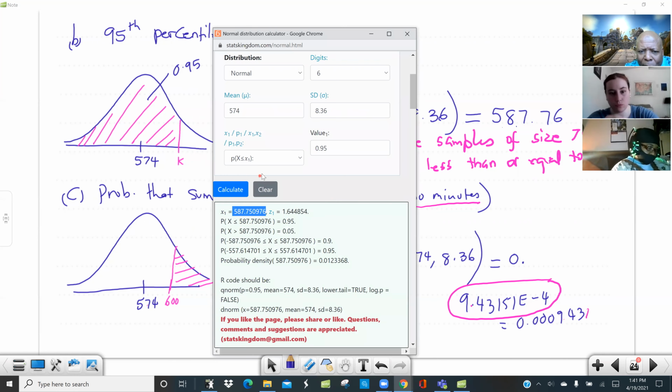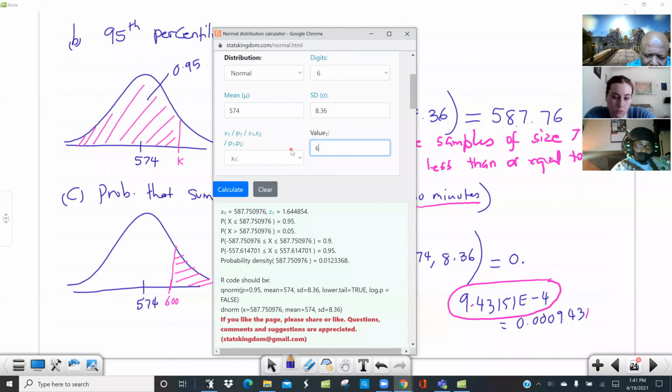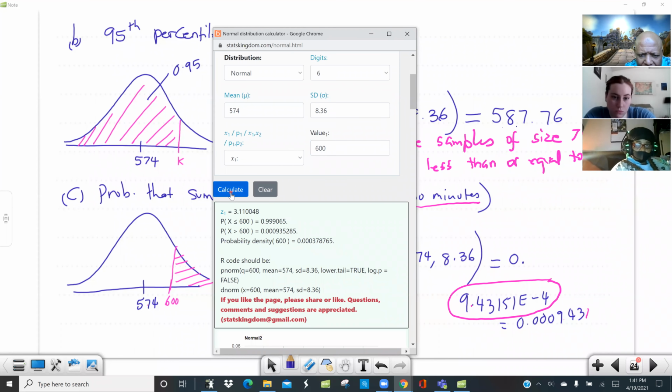So I'm gonna come back here. I select the first option. I put 600 here and I calculate. So the area is very, very small. It's right here, 0.3094 and so on, 9352 and all that kind of stuff. Okay. So this is what happens.